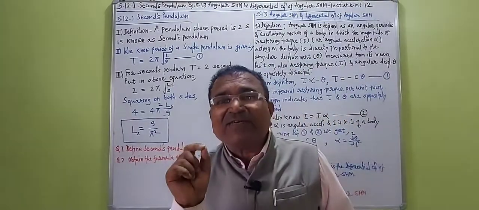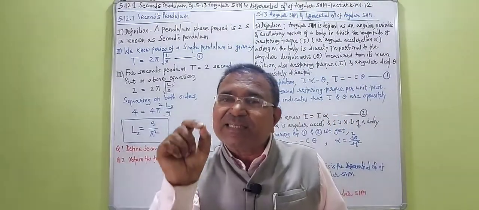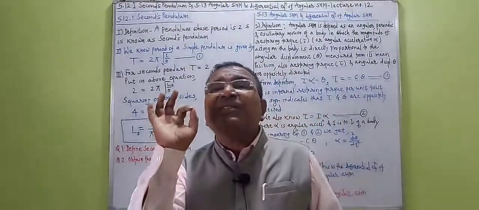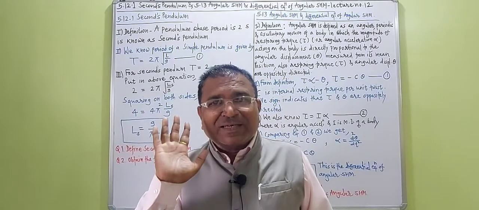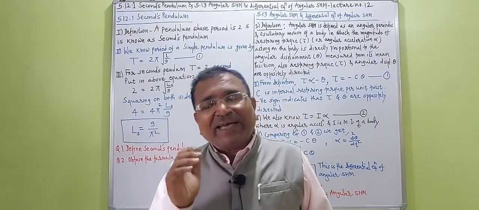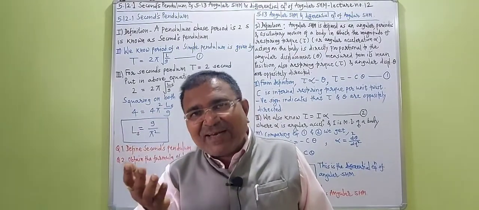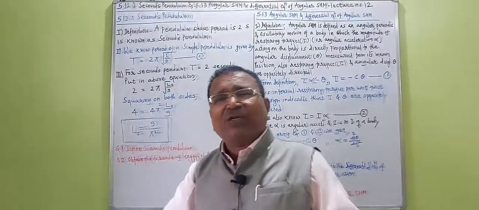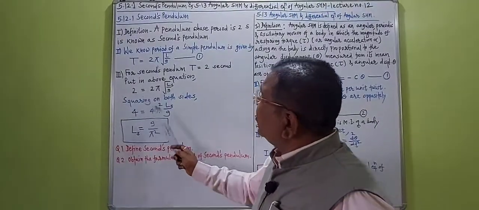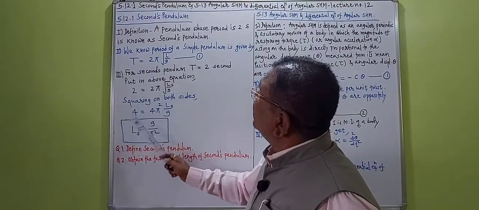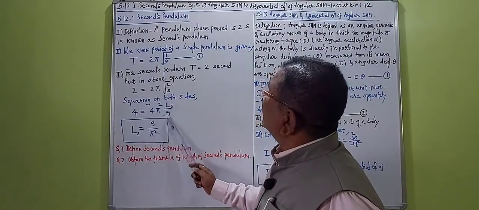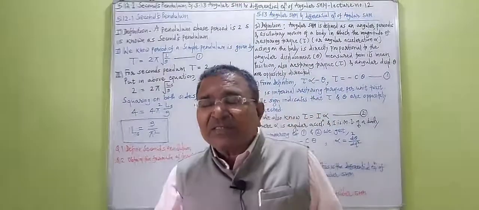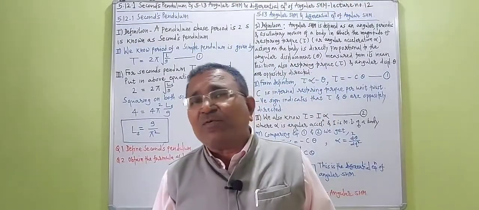Instead of capital L, I have written here Ls. That Ls is called the length of seconds pendulum. Capital L is the length of a simple pendulum, and I have denoted Ls instead of L, the length of seconds pendulum. Squaring that formula on both sides, we get 4 is equal to 4 pi square Ls upon g, and Ls is equal to g upon pi square. That Ls is equal to g upon pi square.